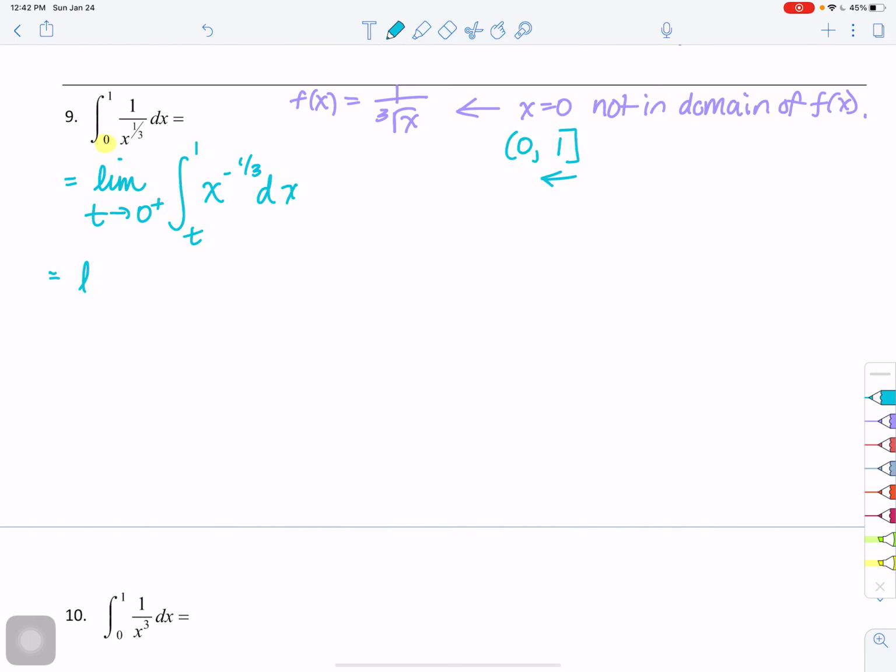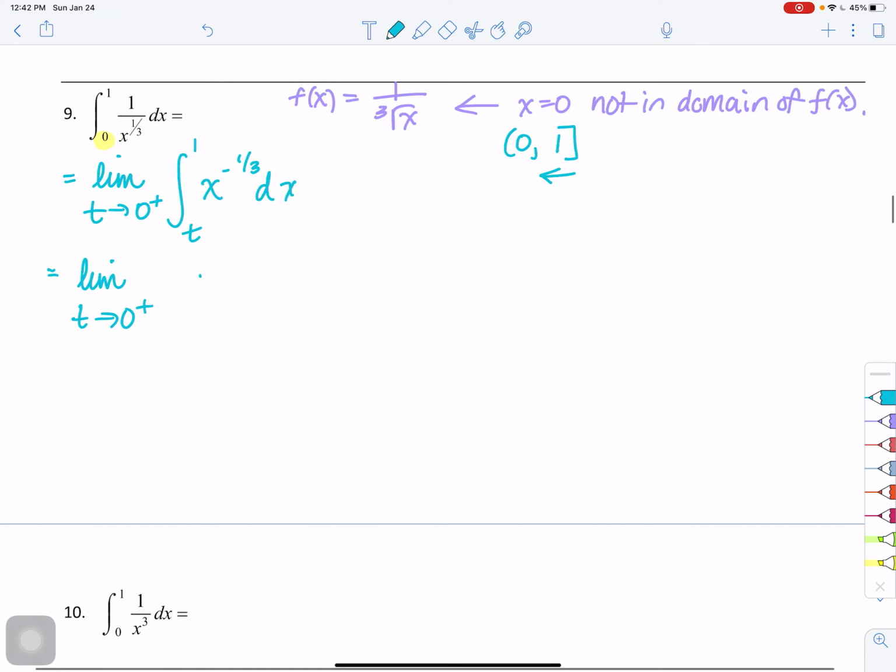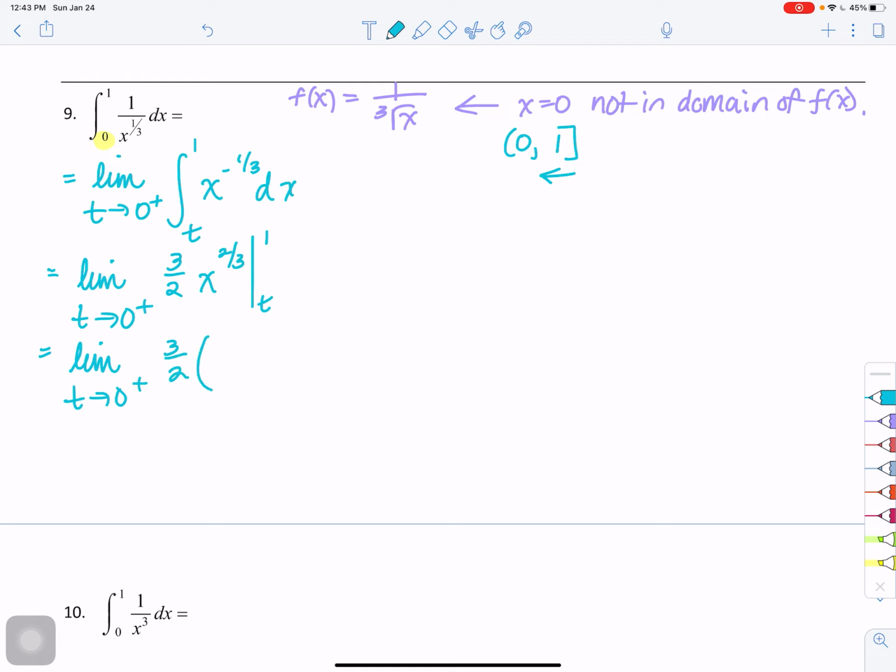And that's equal, again, continue to write your limits. And we're going to integrate, add 1 and divide. So if we add 1 to negative 1/3, we're going to have 2/3. And when we divide by that, we're going to have 3/2. And we're going to evaluate that from t to 1. Okay? Keep writing limit because we have not placed those values into that antiderivative. So I'm going to keep the 3/2 on the outside. Again, that's how I do that. And I'm going to place a 1 in there minus a t to the 2/3.